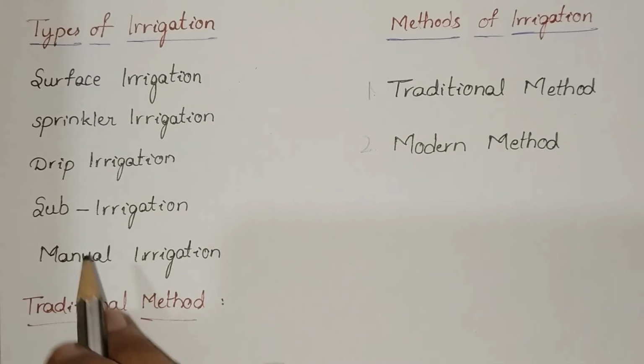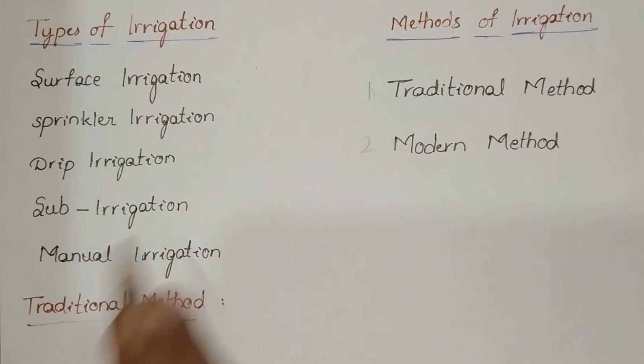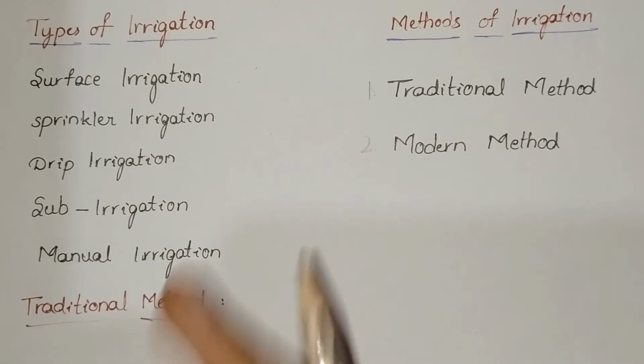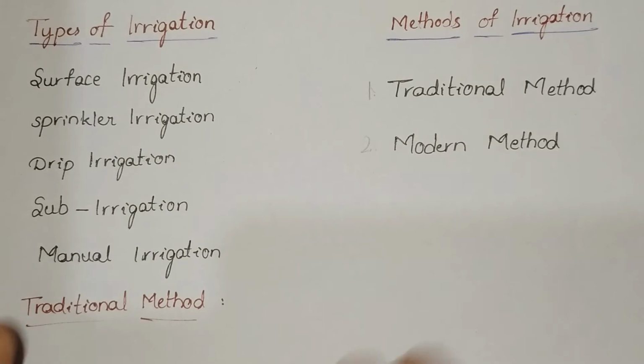So next we are going to discuss about sub-irrigation. What is sub-irrigation? Water is distributed through a system of pumping stations, gates, ditches and canals by raising the water table. It is known as sub-irrigation.